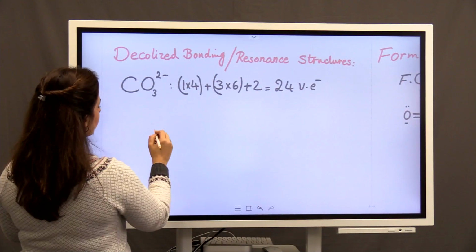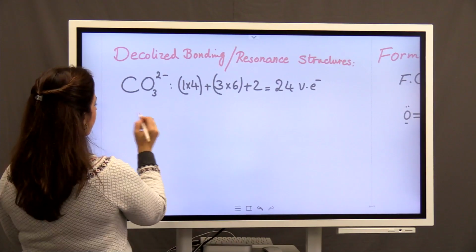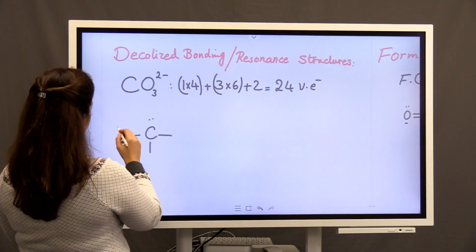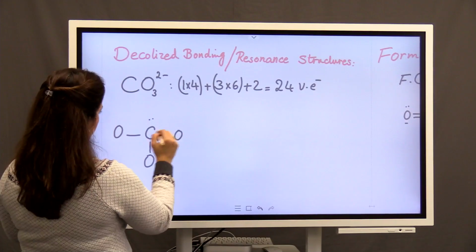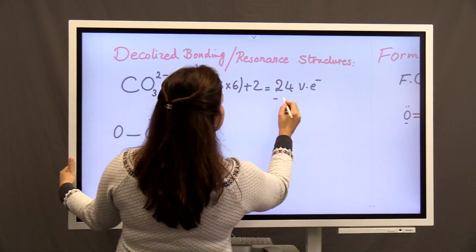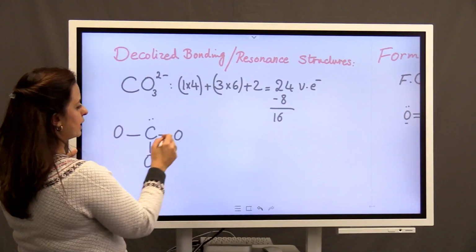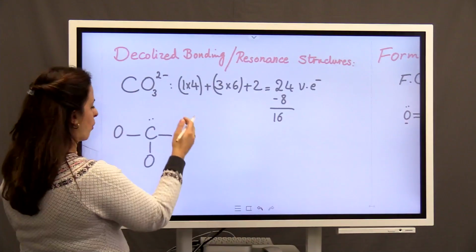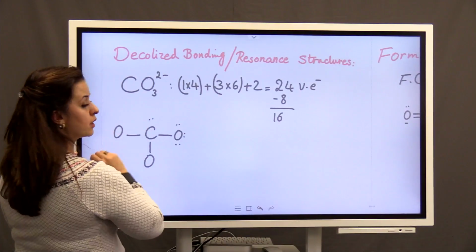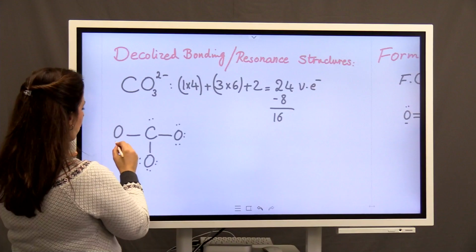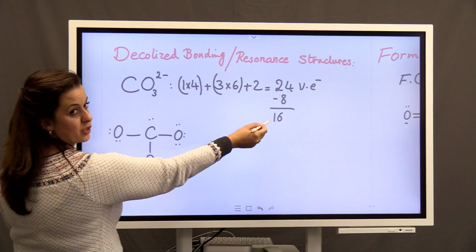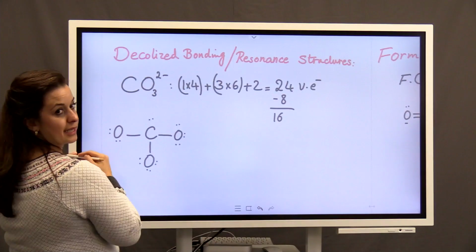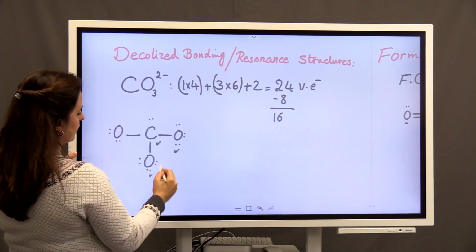Between carbon and oxygen, carbon is the central atom. So if you put the electrons, you will have minus 8, you will have 16 left. 16 is not divisible by 3, number of oxygens. So go ahead and complete the octet from one of them. 1, 2, 3, 4, 5, 6. 1, 2, 3, 4, 5, 6. 1, 2, 3, and 4. We should have put 16 electrons on oxygens, right? 1, 2, 3, 4, 5, 6, 7, 8, 9, 10, 11, 12, 13, 14, 15, and 16. Each of these have 8 electrons.